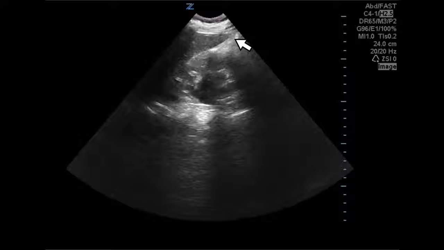Small amounts of fluid will collect here before it begins to dissect or track through Morrison's pouch. So if the patient is very early in their course or has been transported very quickly or has very small amounts of fluid, you can miss it if you do not evaluate the inferior pole of the kidney and the inferior tip of the liver.